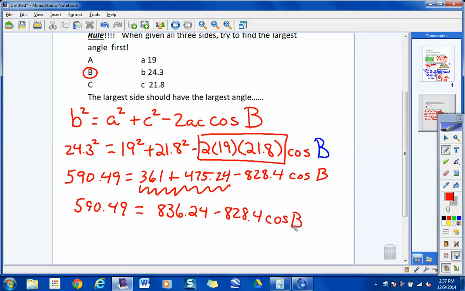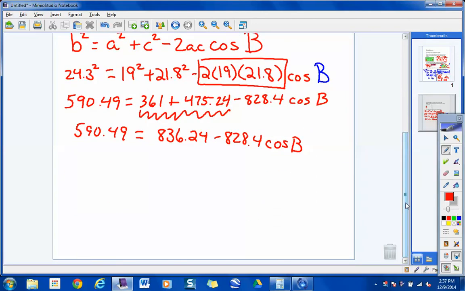Now, a very common mistake that kids make all the time is they want to combine this and this. Would you combine 12 minus 5x to make 7x? Then don't do it here, because this does not have a cosine B. This is not 836.24 cosines of B, and this is not 828.4 cosines of B. Don't put them together, because they don't have like terms, do they? Just like you wouldn't put 12 and minus 5x together, you can't put this and this together.